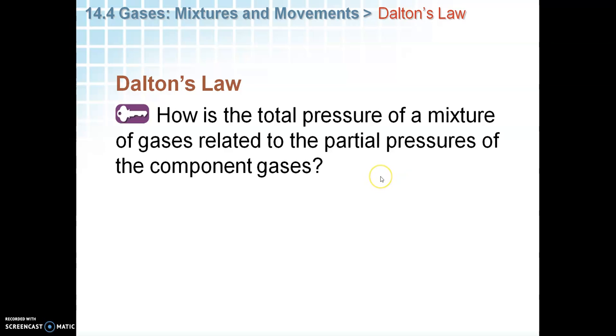But what if I have 2 gases mixed together, say nitrogen and oxygen? Then we have a total pressure of the gases, but how much of that pressure is contributed by oxygen, and how much does nitrogen contribute? Those individual pressures of the gases are called partial pressures. We want to know how they relate to each other and how they relate to the total pressure of the gas.